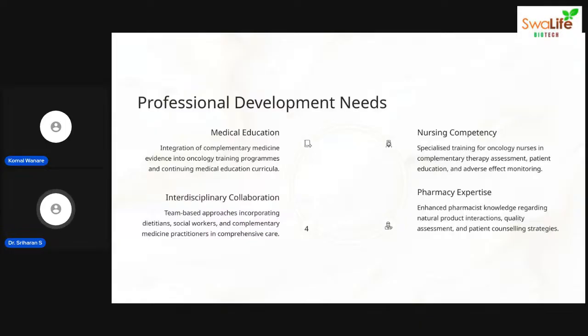Likewise, the pharmacy expectation we also need. So interdisciplinary collaboration is nothing but collaboration of all of them: botanists, nutritionists, nurses, clinical pharmacologists, doctors. Through this collaboration only we can achieve great research on herbal medicine.